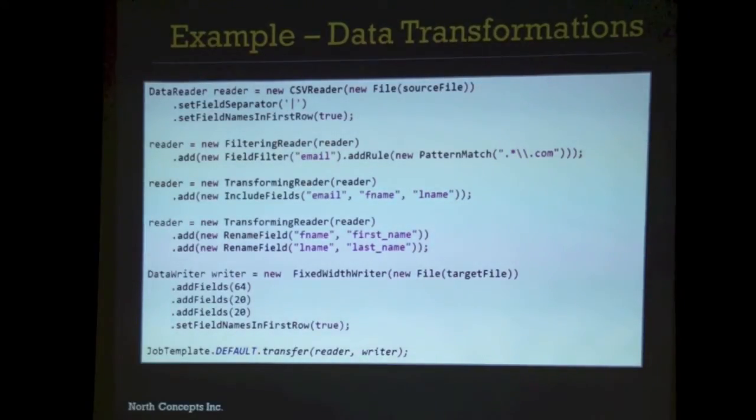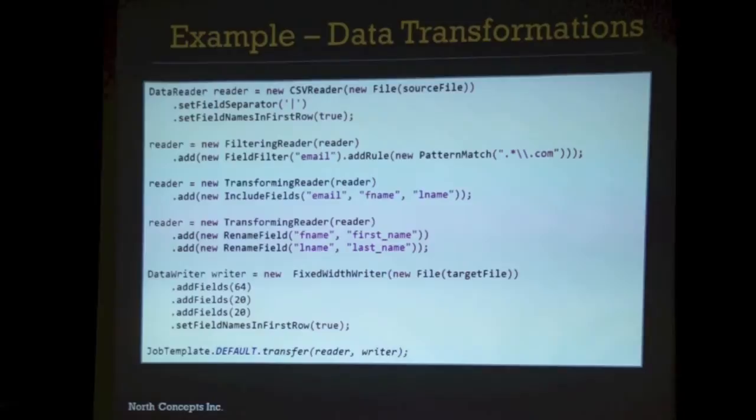The second bit here is where we create the new filtering reader. What this is doing is basically saying, look for a field called email, and if you find it, look for a value that's a regular expression. In this case, ends with .com, and those are the records that we want to keep. So the filtering reader basically just matches records that match the pattern and keeps them. Everything else gets discarded. So that line grabs all the records where the email ends in .com.